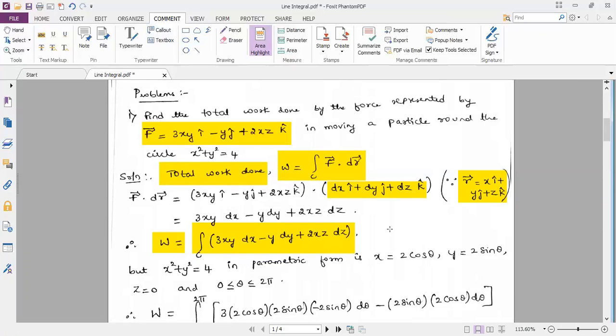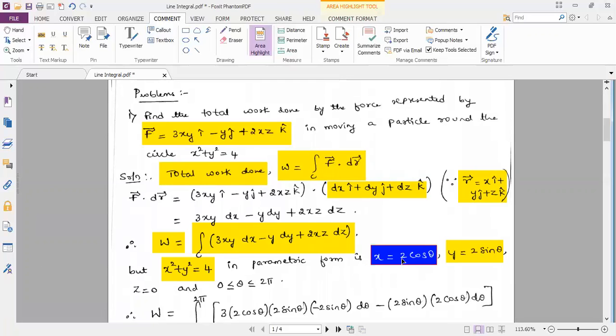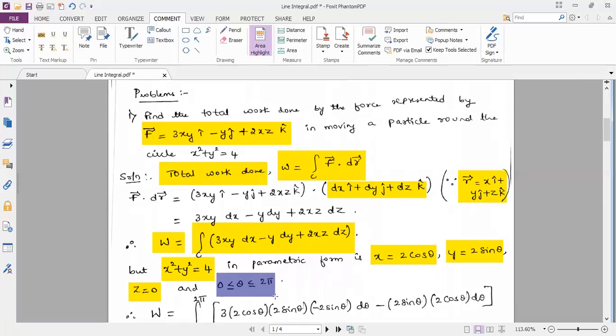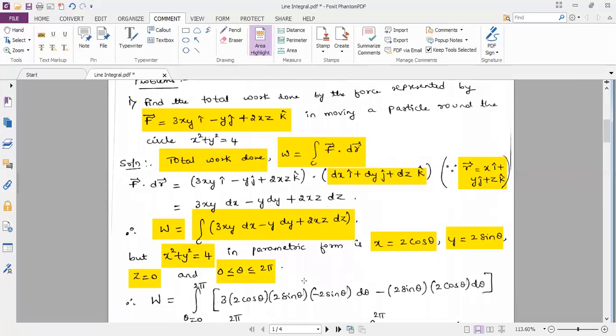Therefore, the total work done W is equal to the integral over C of the F dot dr function evaluated here. Now, the given circle equation is x square plus y square is equal to 4. Comparing with the standard form x square plus y square is equal to r square, the radius r is equal to 2. So we write the parametric form of the circle equation as x is equal to r cos theta and y is equal to r sin theta. Here the value of r is 2. So x is 2 cos theta and y is 2 sin theta. z is equal to 0. So theta lies between 0 to 2 pi, that is, 360 degrees.